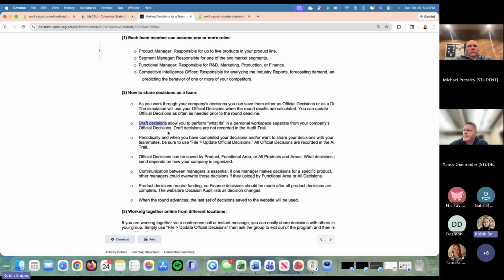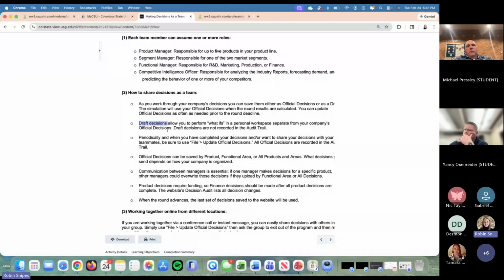So have each person develop his or her own draft decisions before you meet, so that each person has done his or her homework and they come to the meeting with something to discuss and debate with the team. So you have some rich discussions about what should be done. You can also compare the forecasts that each one of you come up with, and you can compare the pro formas to see who has the better one and which route should we take, which direction should we take. You can have some good discussions about that.